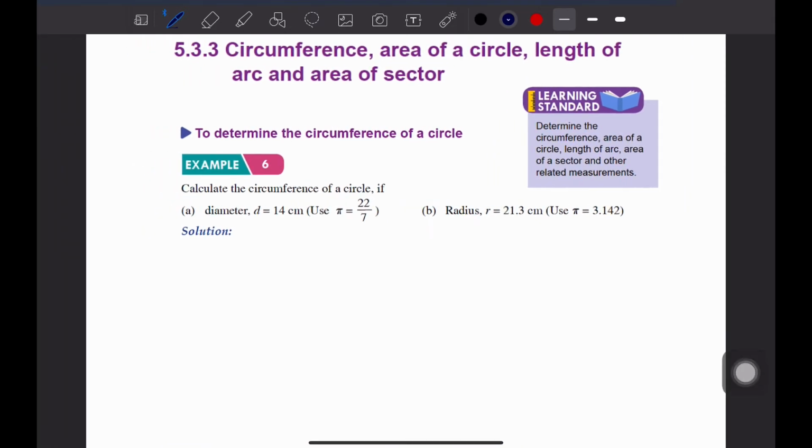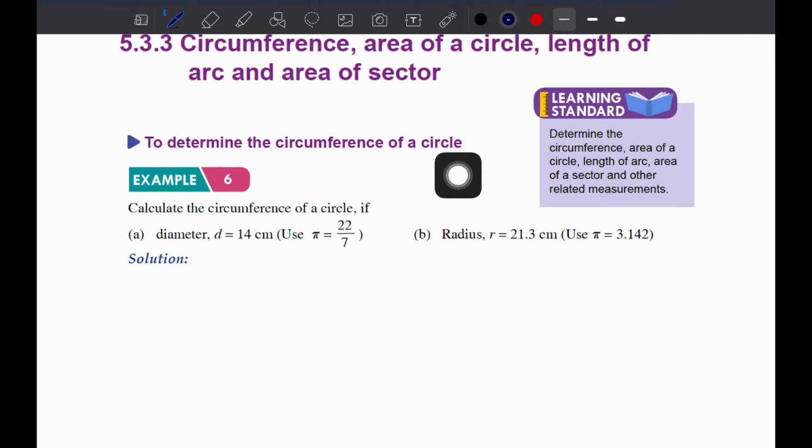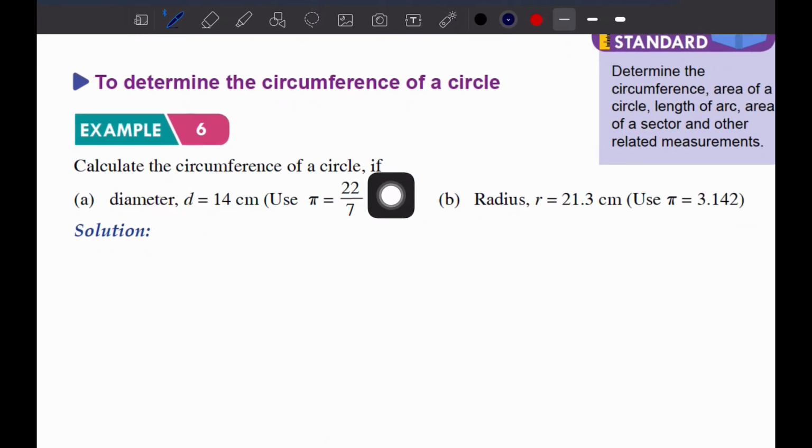So let's learn how to calculate the circumference of a circle. Actually this chapter is quite easy, where you can just substitute the values into the formula, as long as you don't use the wrong formula. So let's look at the first one. The circumference of a circle, if the diameter d is 14, use pi 22 over 7. Remember you must use this value in order to calculate the question.